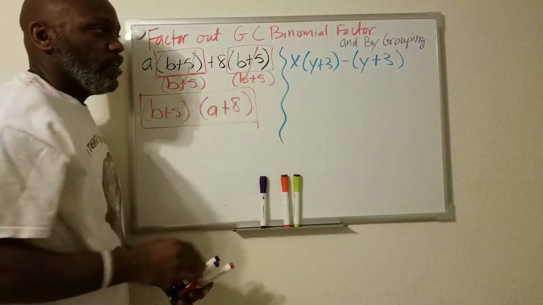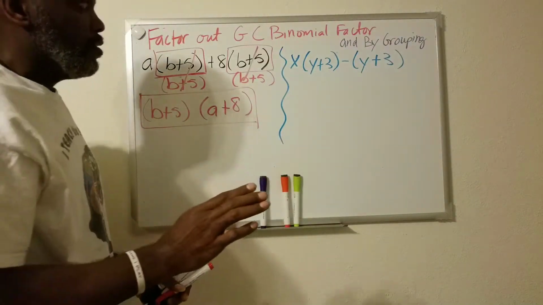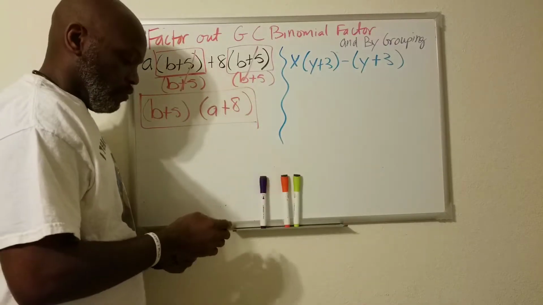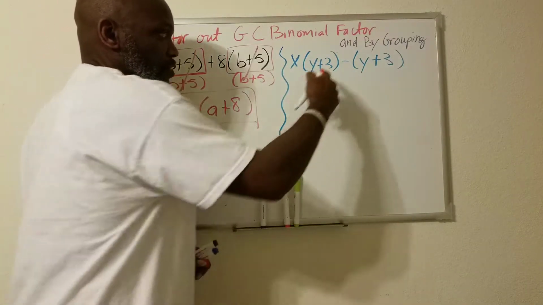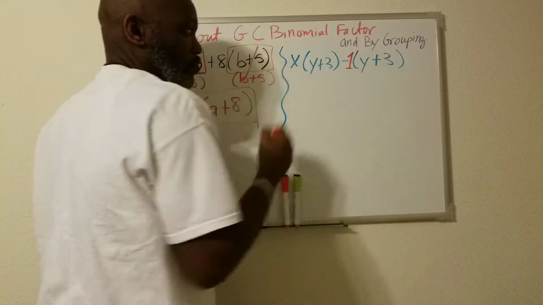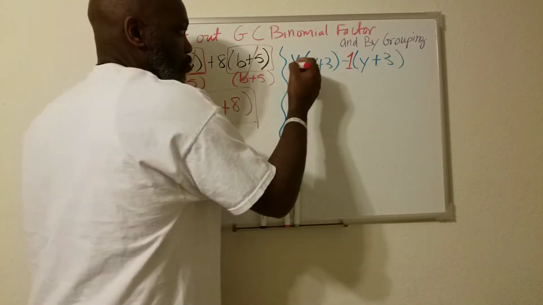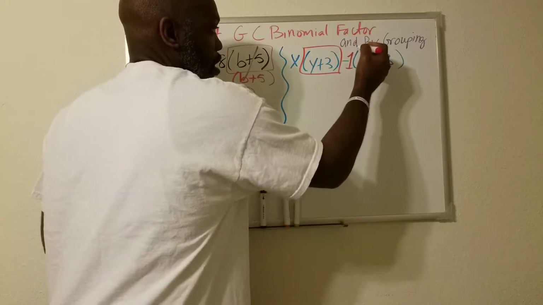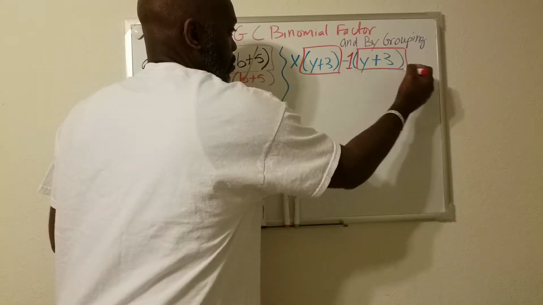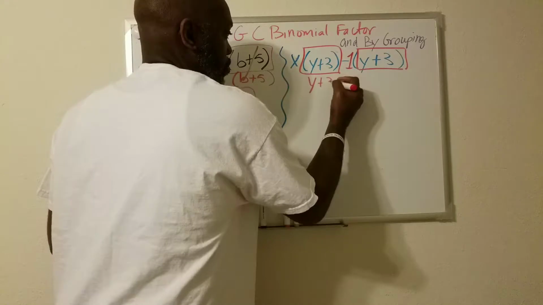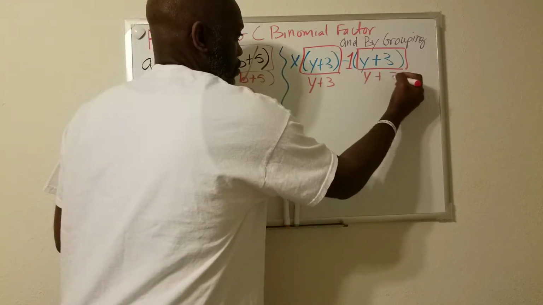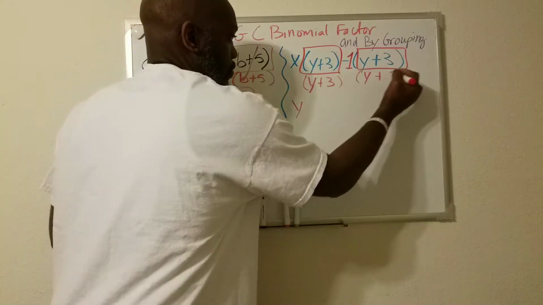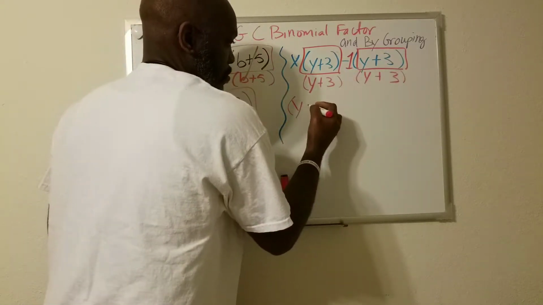All right, so moving over here, this is not tricking you or anything like that. You just kind of got to recall what you've learned before, that this minus sign is saying that it's minus 1. Now, what do you see that's the same? Okay, what they have in common is y plus 3. So you divide the y plus 3 out. Can't forget, got to leave it in parentheses because it's a binomial.